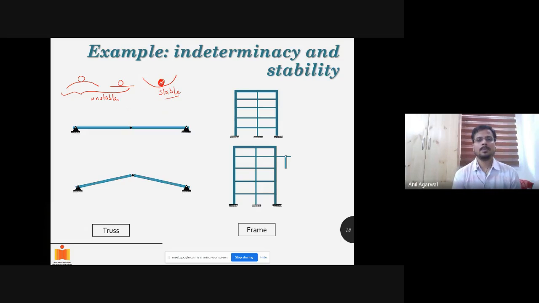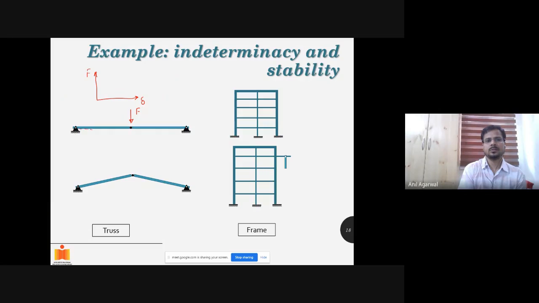Now, if the system is in unstable equilibrium, what will happen is, I'm just erasing it, something else. If I draw force versus deformation, I am plotting deformation here and force here. And which force I'm talking about? I'm talking about a force that I apply here. And let's say it deforms by delta.